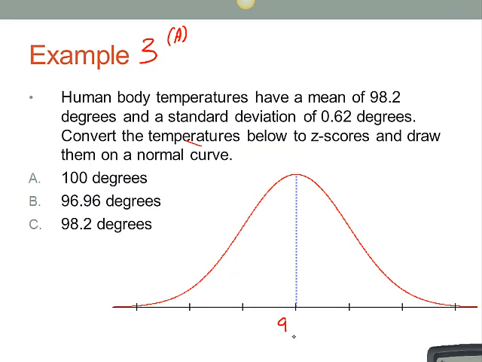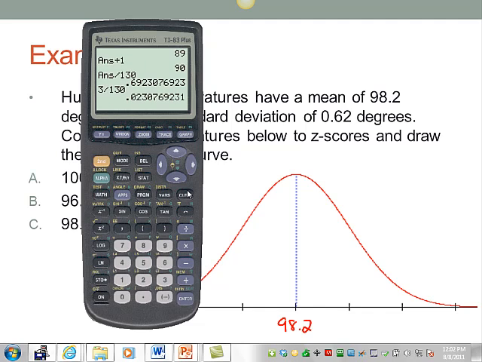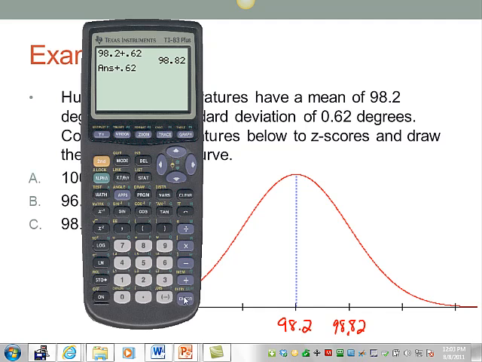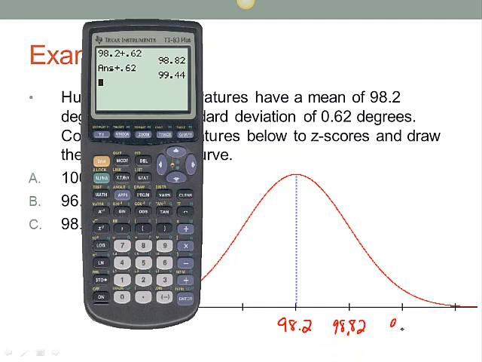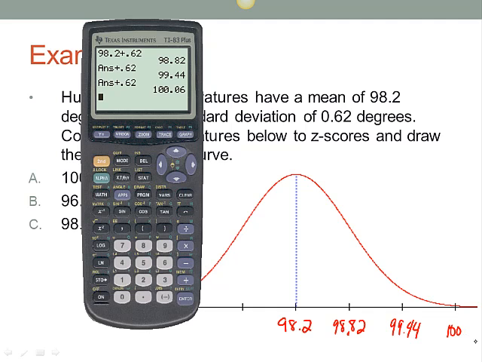So we've got a mean of 98.2, and we've got a standard deviation of 0.62. So let's bring our calculator up. So we have 98.2 plus 0.62 is 98.82. And plus 0.62, 99.44. And then plus 0.62, 100.06.